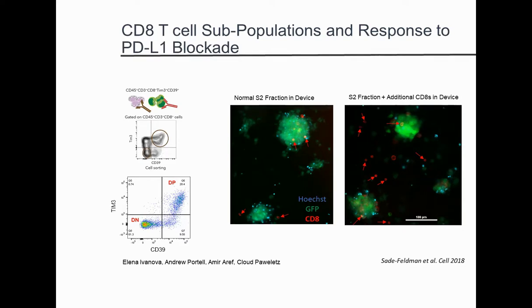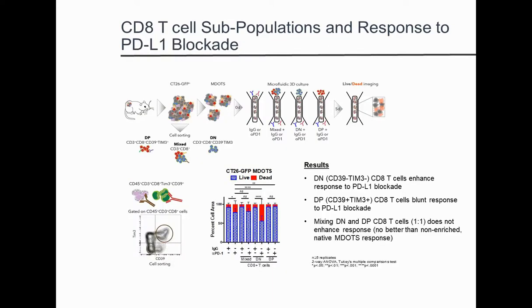Shown on the right by immunofluorescence is what these tumor spheroids look like under native conditions in the middle panel, where we see our GFP staining tumor cells versus our CD8 cells in red, versus a condition where we essentially spiked into the device additional CD8 T-cells in an unselected fashion.